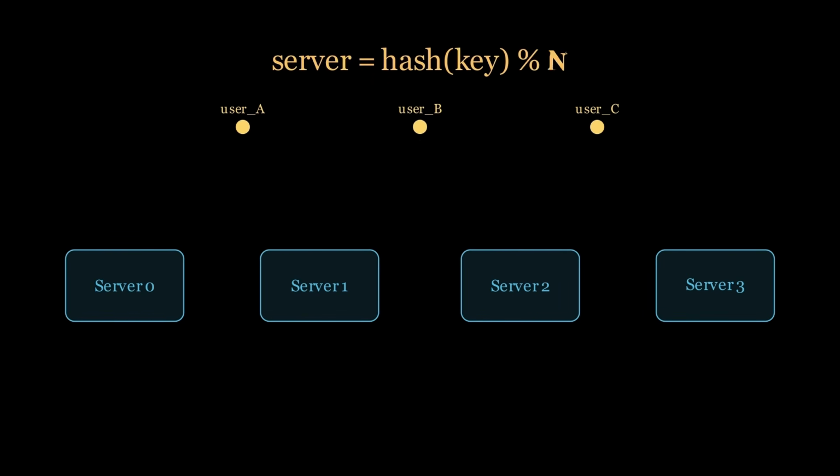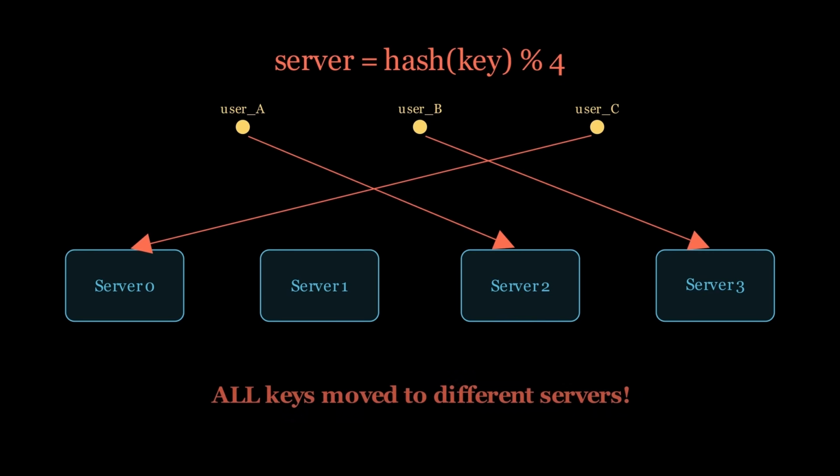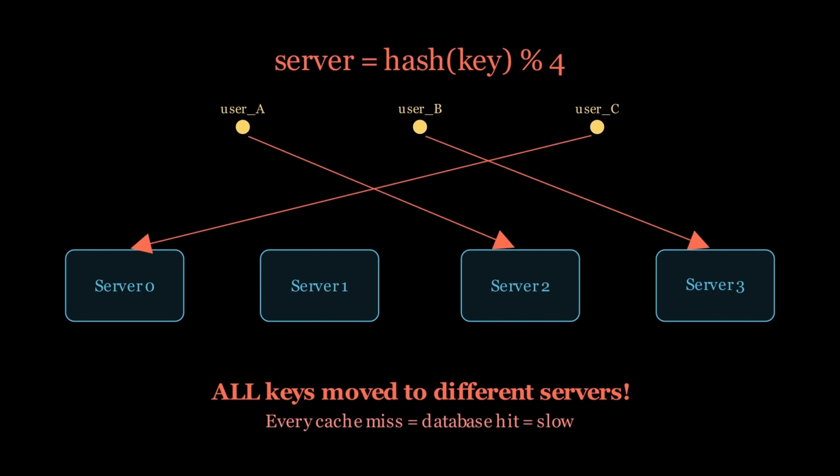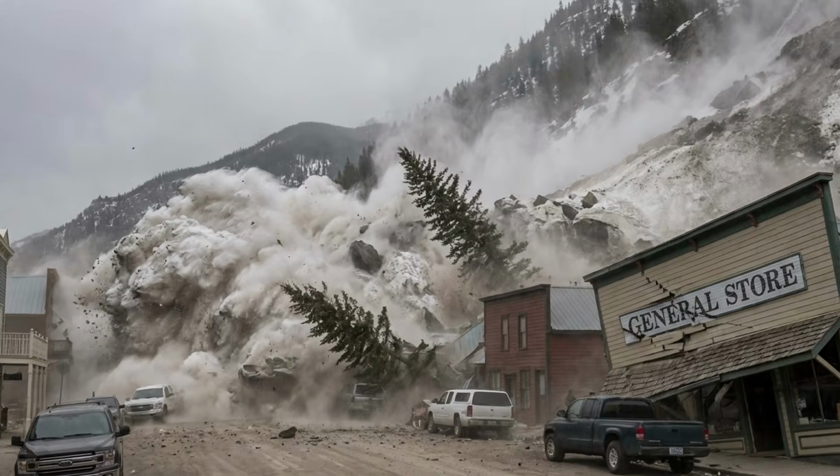The formula changes from modulo 3 to modulo 4, and almost every single key remaps to a different server. Every one of those remapped keys is now a cache miss, going straight to the database, and at scale, that's not just a slowdown. That's everything falling over at once.